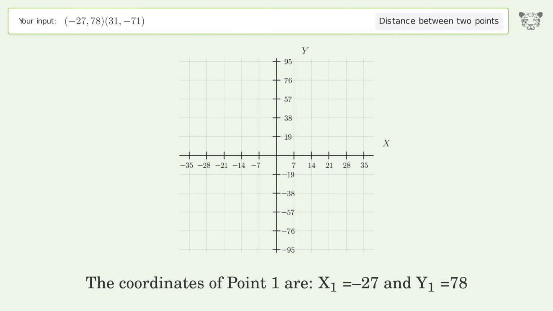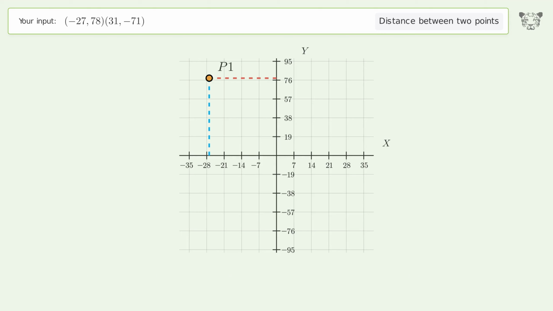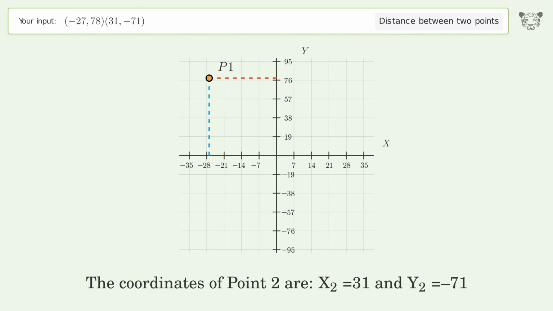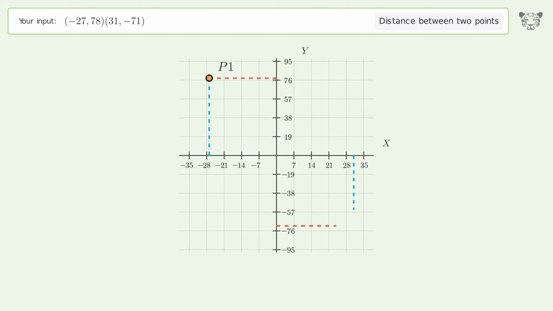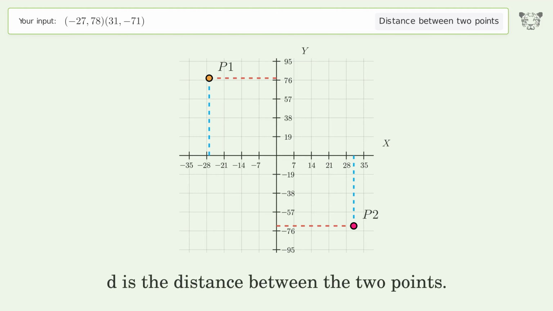The coordinates of point 1 are x1 equals -27 and y1 equals 78. The coordinates of point 2 are x2 equals 31 and y2 equals -71. D is the distance between the 2 points.